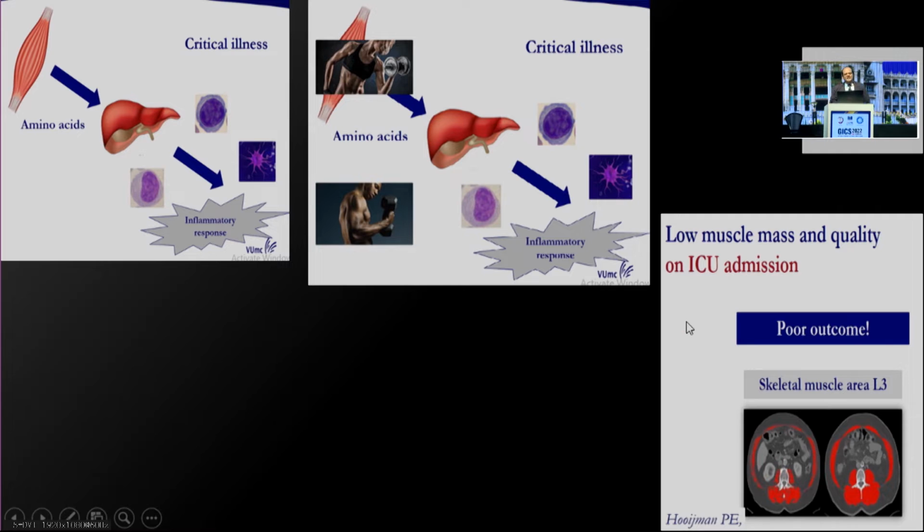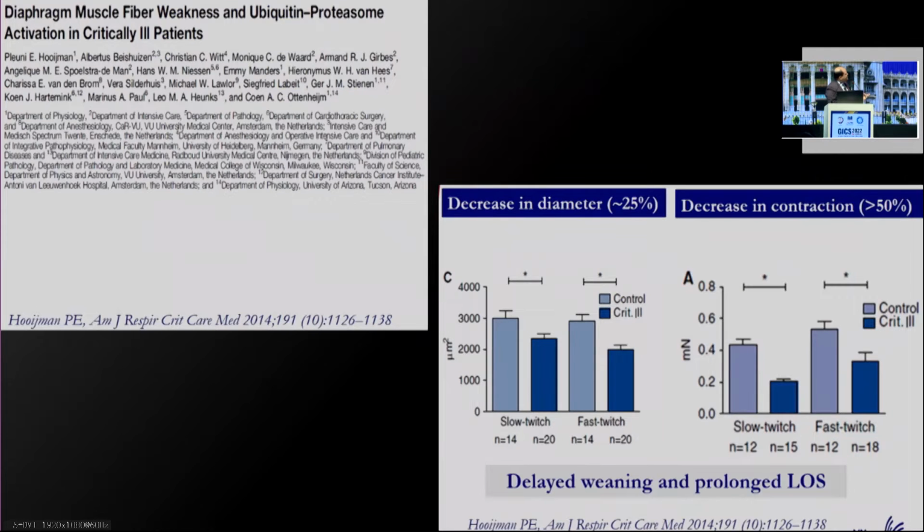The most important thing is that when the patient comes to the ICU, the quantity of muscle present in his body is crucial for predicting the outcome. This is not only about skeletal muscles, but also the diaphragm. This study shows that as the patient stays in our ICU, there is a 25% decrease in diaphragm diameter and a decrease in contractions of more than 50%, which delays weaning and prolongs the ICU stay.